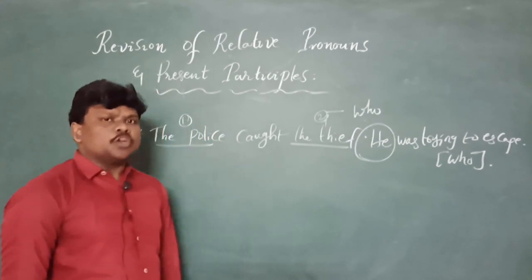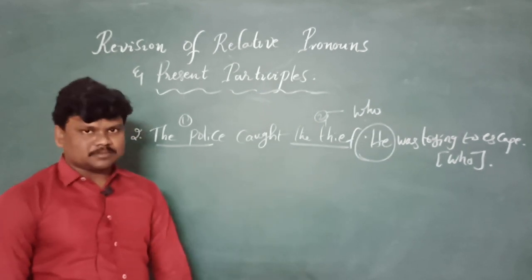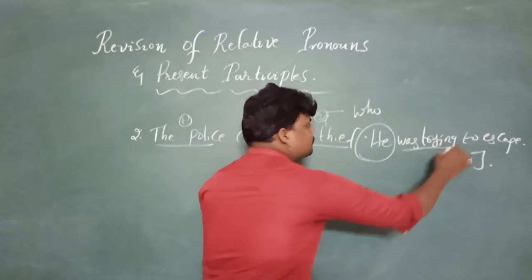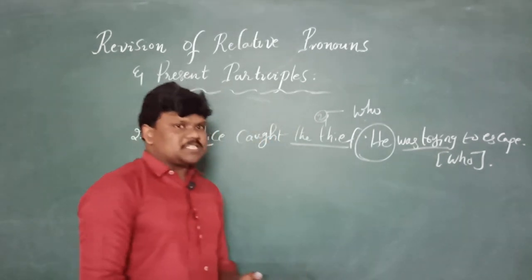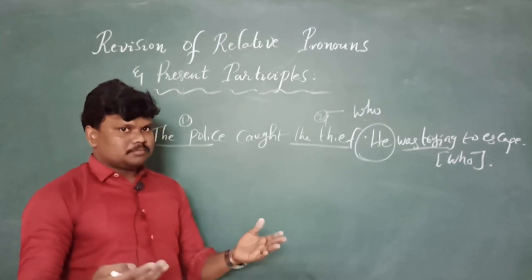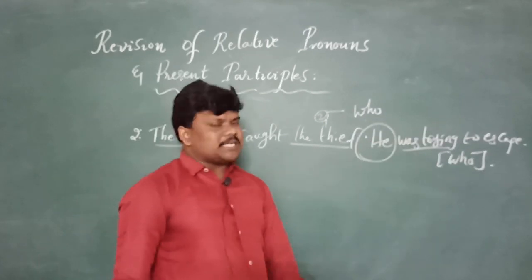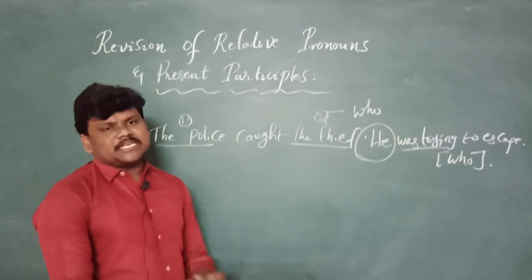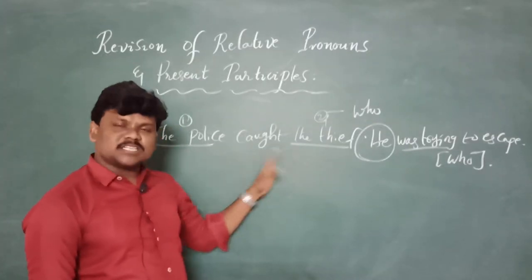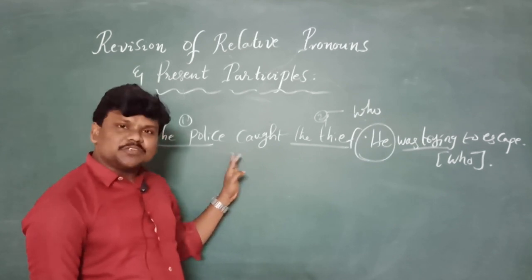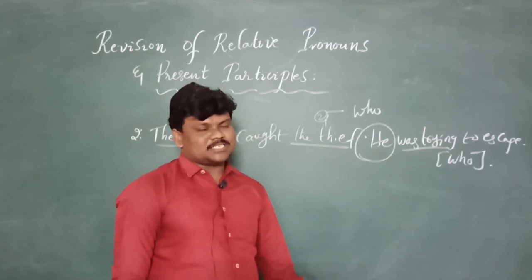If you do not know where we need to keep who, either in the first sentence or the second sentence, just go for the second sentence. If the second sentence gives the idea about someone, we need to keep the who beside that. For example, he was trying to escape. Basically, who was trying to escape? Police or thief? Are the police trying to escape? No. Is the thief trying to escape? Yes, he can. So go like that.